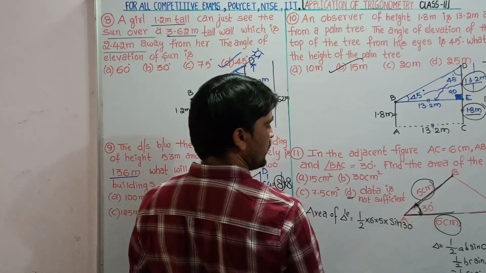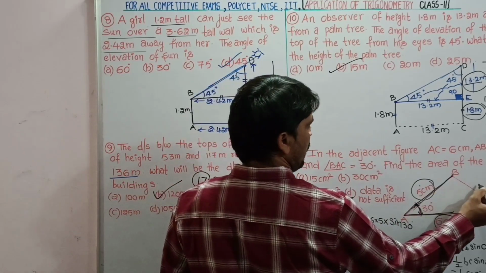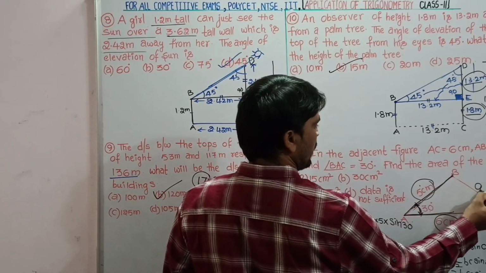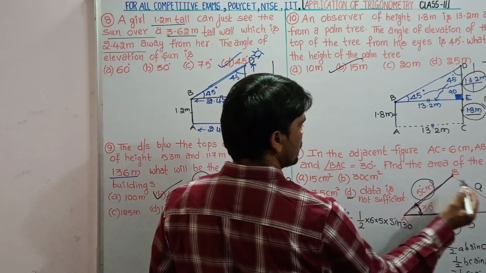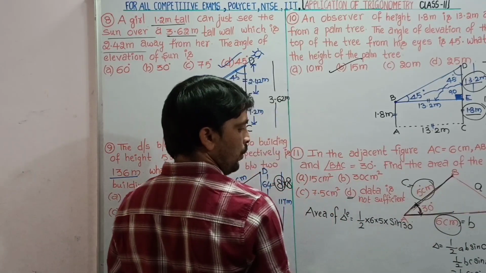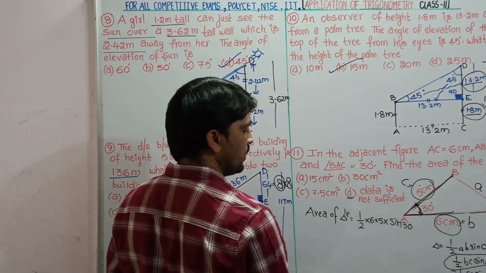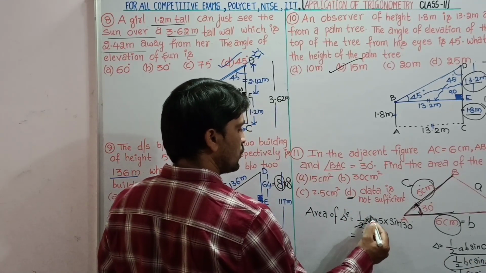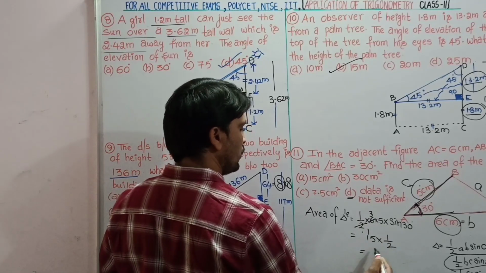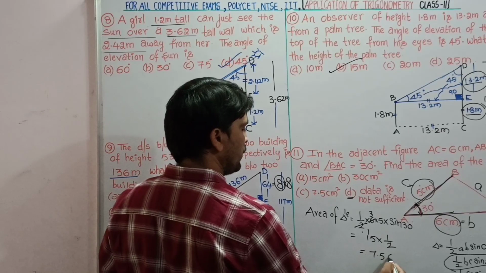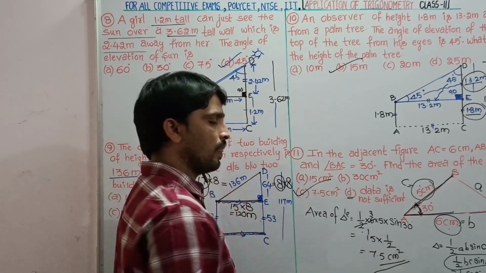Here angle A is given, so this is B and this is C. The side length opposite to angle A is a, opposite to angle B is small b, opposite to angle C is small c. So we use the formula here, half of BC into sine A. That is 2 1s are 2, 3 5s are 15, and sine 30 value is 1 by 2. Half of 15 is 7.5 centimeters square. So the answer is C.